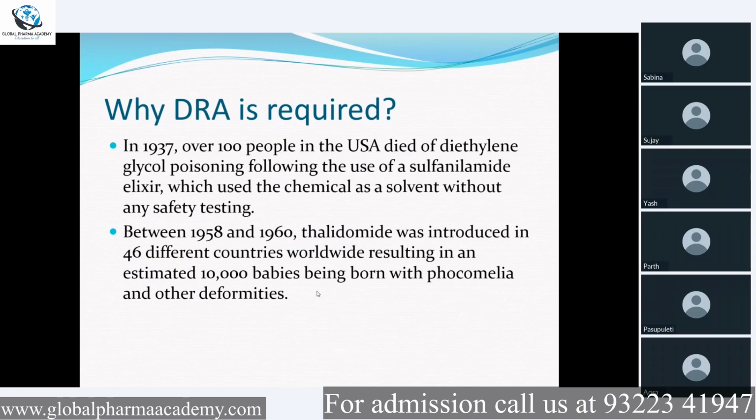introduced in 46 different countries worldwide, resulting in an estimated 10,000 babies being born with phocomelia and other deformities. So due to thalidomide, the babies were born with deformed limbs and hands, so their hands and limbs were not developed completely. So this is a genetic abnormality. Due to this, there was an abnormality in the development of the hands and limbs.